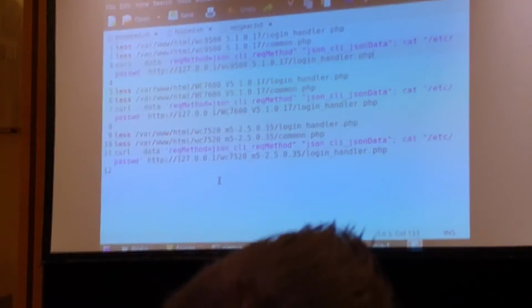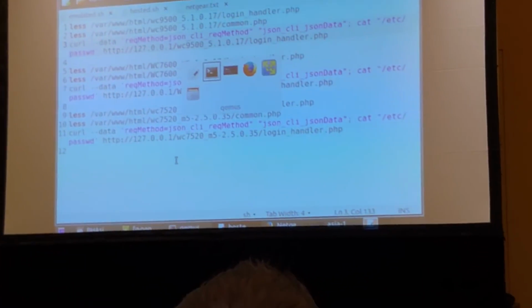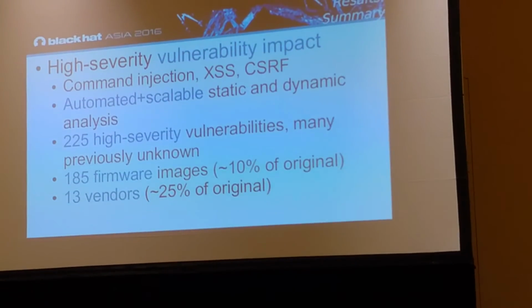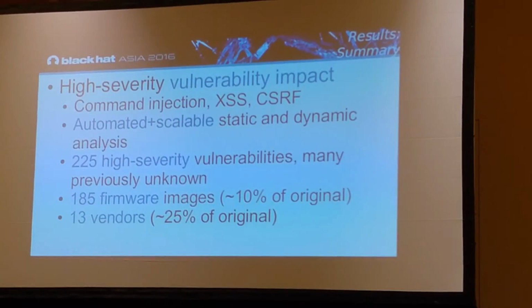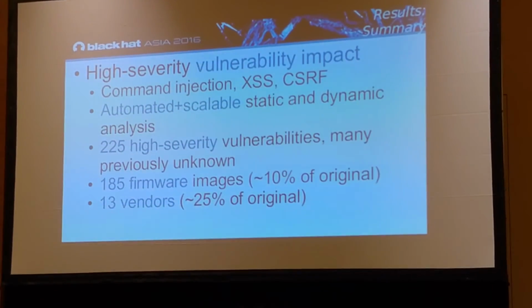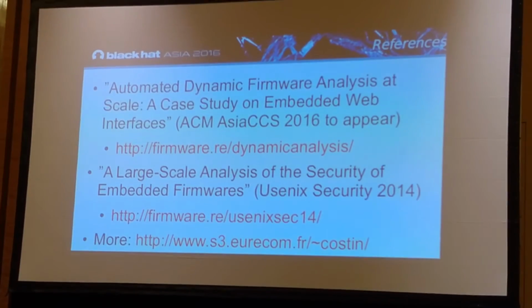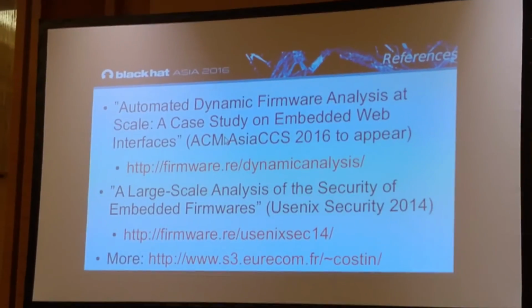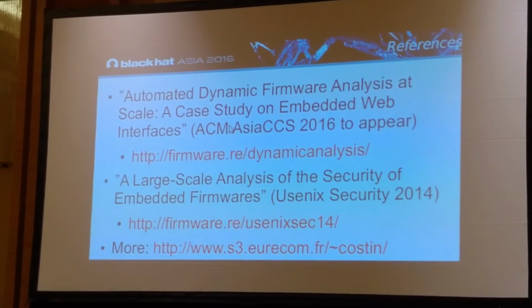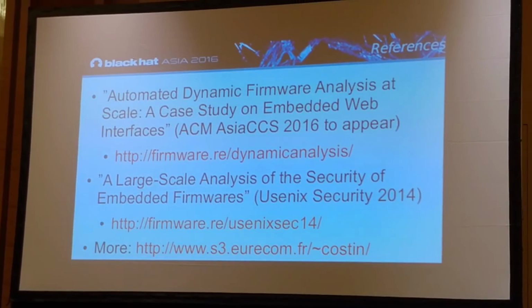So yeah, you can see that both methods work, the QEMU emulator, and all this is automated. It's nothing fancy about automating this. Just to conclude the summary of the results, we found high impact vulnerabilities: command injection, XSS, CSRF. The references are in our papers, which this work is based on, our ACM CCS 2016 paper and our USENIX Security 2014 paper.